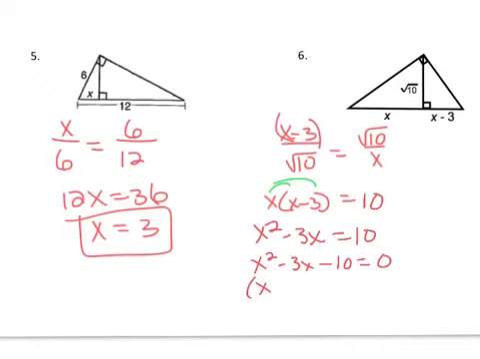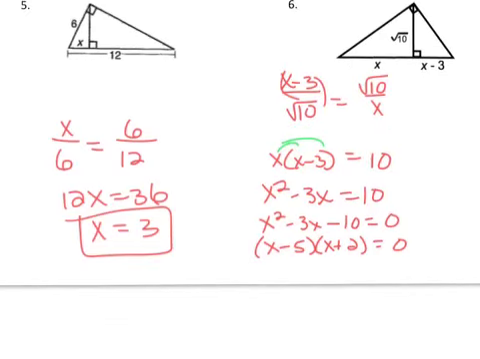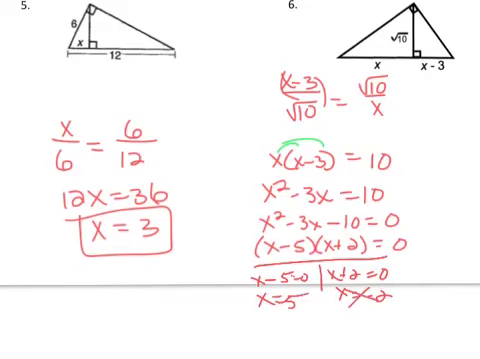Factors of 10 that have a difference of 3 would be x minus 5 and x plus 2 is equal to 0. So making my T and setting each factor, I get x minus 5 is equal to 0, and x plus 2 is equal to 0. Well, this is going to be negative, so we're not going to use that one, which means x has to be equal to 5. So coming back up here, my one side is going to be 5, and the other side is going to be 5 minus 3, which is 2.